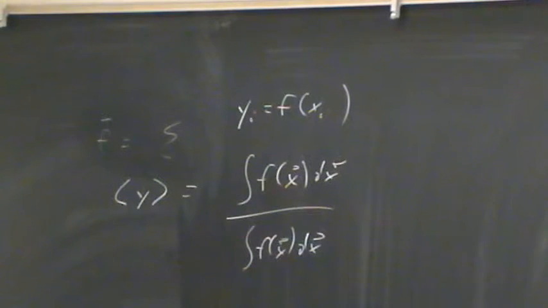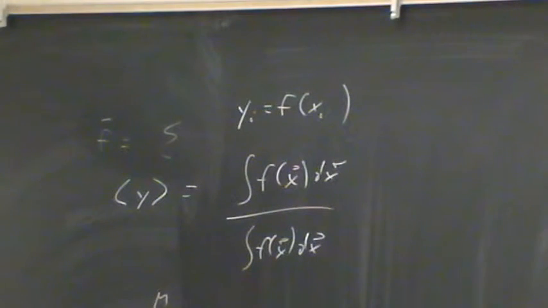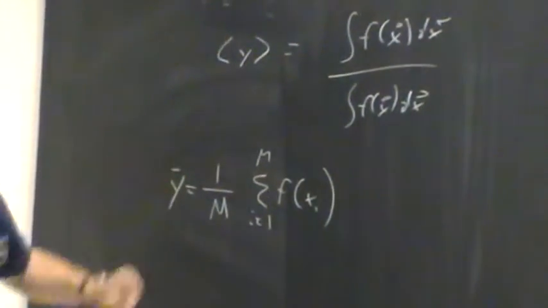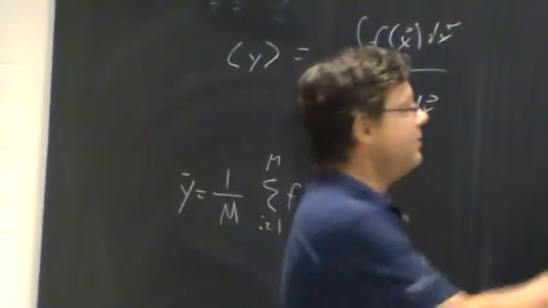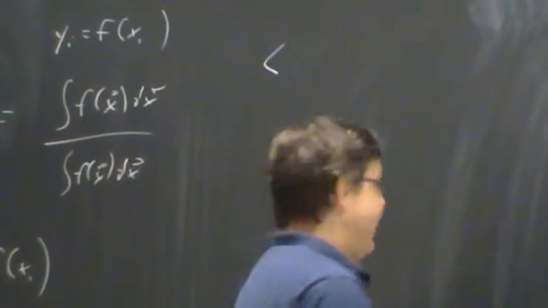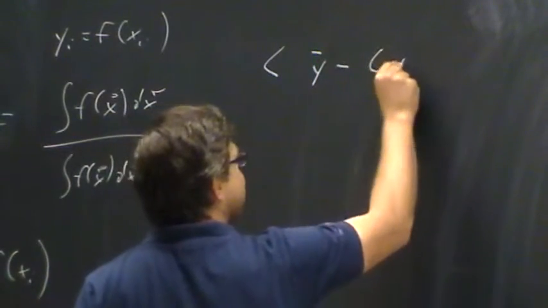What is our sample mean? The sample mean I call y bar, that is 1 over m, sum over i equal 1 to m of f of xi. Now what is the difference between the sample mean and the true expectation value? So let me calculate the expectation value of y bar minus the true mean.